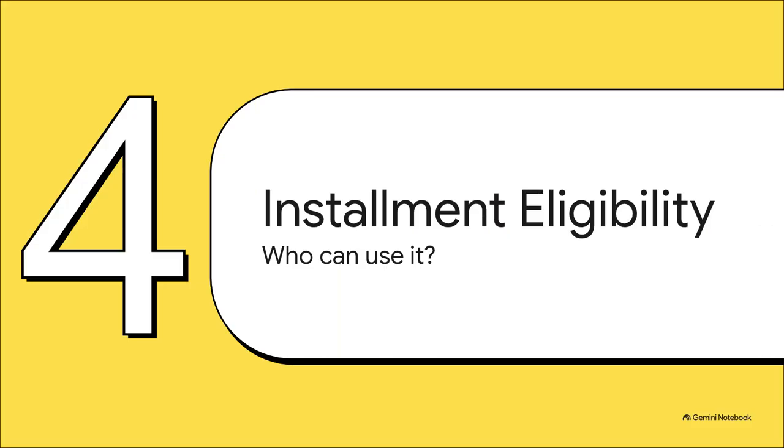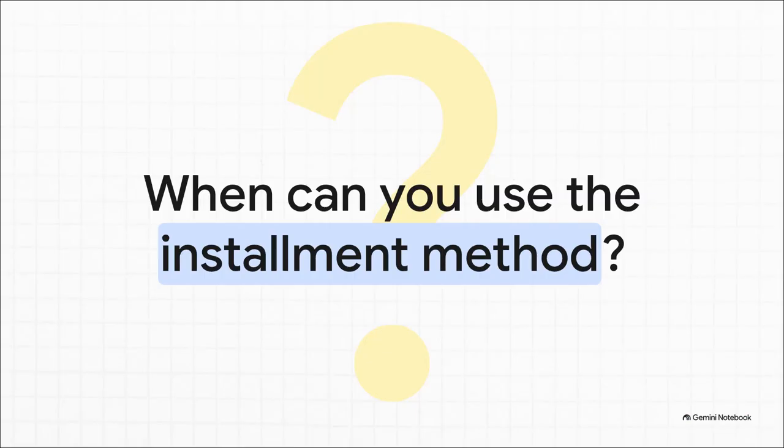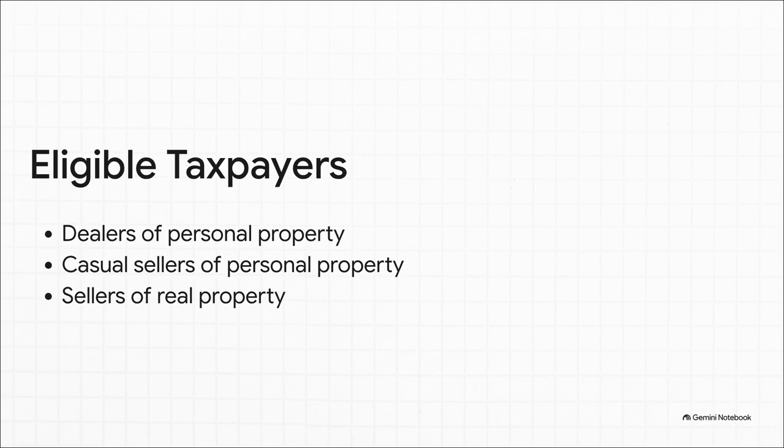Let's hit Section 4, installment method eligibility. Let's pause for a second and trigger some active recall. Think about it. Do you know the exact, strict legal conditions required to defer your taxes on an installment basis? Because you can't just choose to pay tax later simply because it's more convenient for your wallet. The BIR limits this to exactly 3 categories of taxpayers.